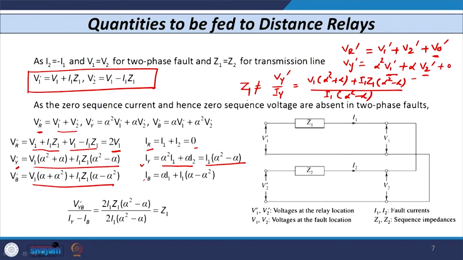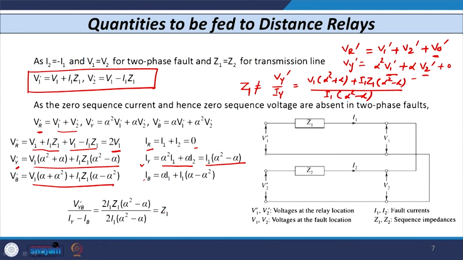That means if I feed the same quantities which I fed earlier for a 3 phase fault, then even though they correctly measure the impedance, that is Z1, the positive sequence impedance from the relaying point to the fault point, if I feed the same quantities for a 2 phase or phase to phase fault, we do not get the positive sequence impedance. So, obviously we need to feed some other quantity such that for either phase to phase or triple line fault, the relay will correctly measure the positive sequence impedance from the relaying point to the fault point.